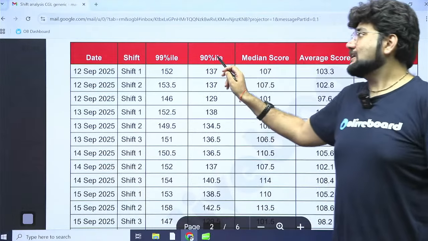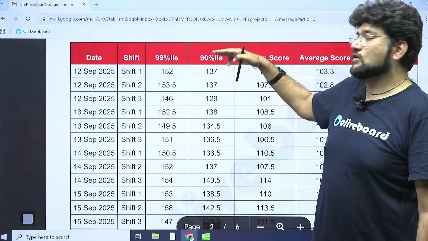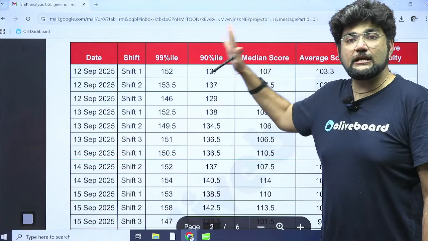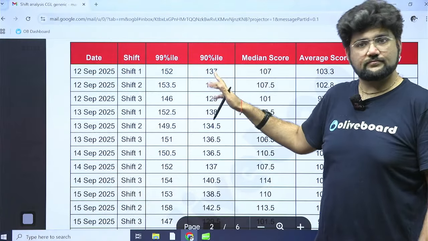Okay. Then 90 percentile. 90 percentile implies 137. So this is the threshold score for 90 percentile. That means 90% of the students sitting in this shift have scored below 137. Clear?